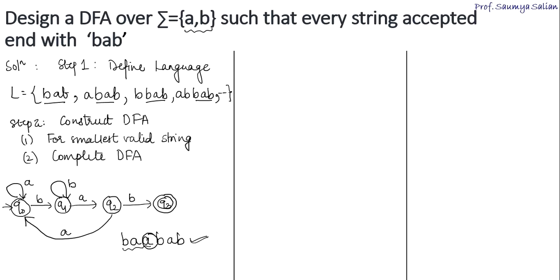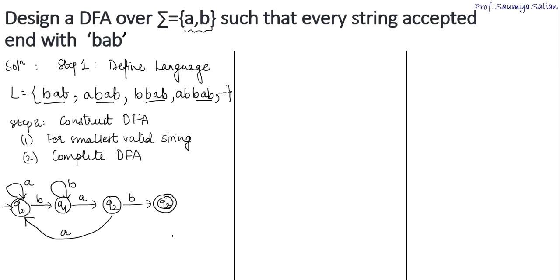Clear? Now Q2 has responded to both input A and input B. Coming to Q3. To reach Q3 from the initial state, I have transitions B, A and B. Q3 has to respond to both input A and B.